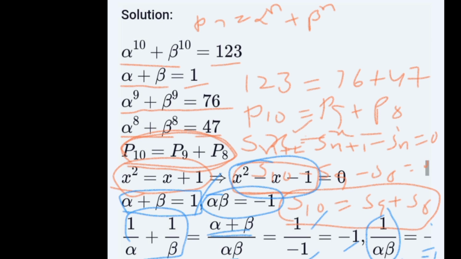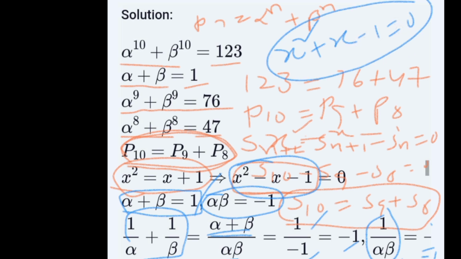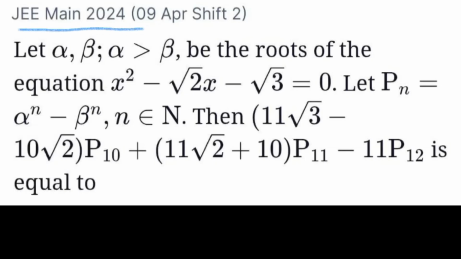So what is the equation? So sum of the roots is minus 1. Finally x square, so minus 1 is the alpha plus beta, that means plus x. Here minus 1 is equal to 0. This is the equation. Now JEE Mains 2024, one more question.